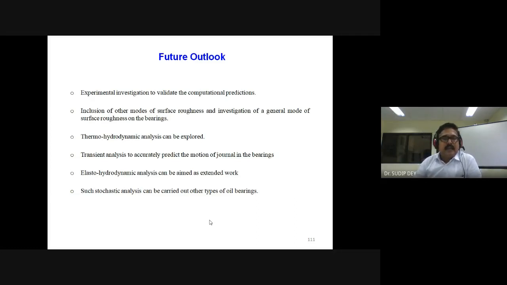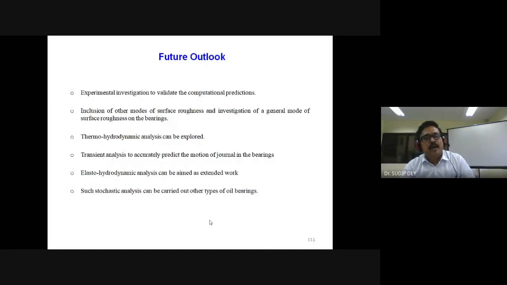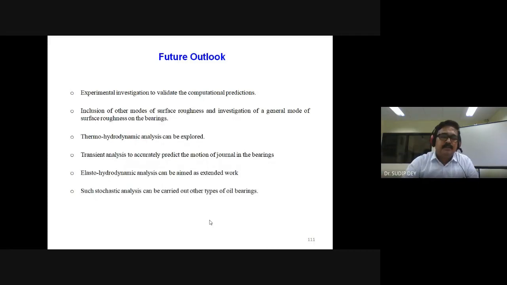Next is the stochastic analysis on the thermohydrodynamic cases or the elastohydrodynamic cases. In thermohydrodynamic cases, the variation of temperature is also taken into account, because when the temperature is varied, across the entire domain of the envelope, at every grid point, the values of the different parameters will change. Similarly, such stochastic analysis can also be carried out for other types of oil bearings.